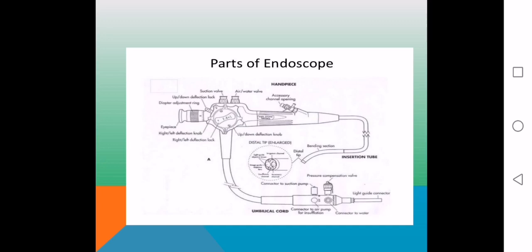Here we have the parts of an endoscope. We can see the light guide connector, which is on the top, the light guide tube, the flexible tube, the control body, and the internal instruments channels, the insertion tube, and the bending section.